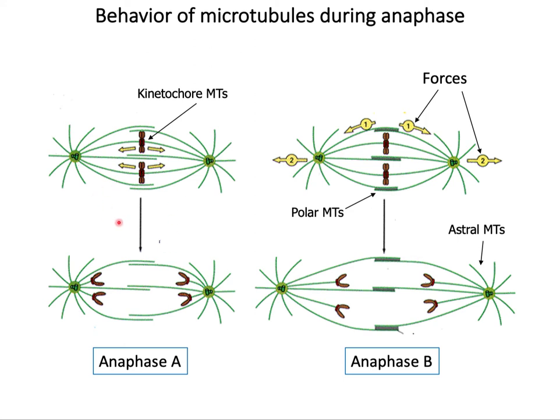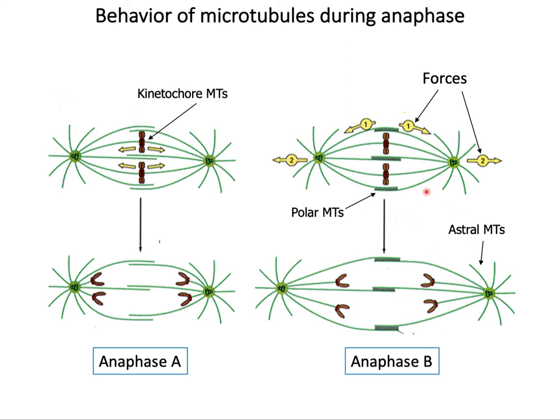So in anaphase A, you get a rapid shrinking of the microtubules. You get loss at the plus end. Actually, kinesin 13 interacts with the plus end of the microtubule that destabilizes them, and you get a rapid depolymerization at the plus end. That causes those microtubules to shrink or appear to shrink towards the spindle pole. And when that happens, it pulls the sister chromatids towards the spindle pole.